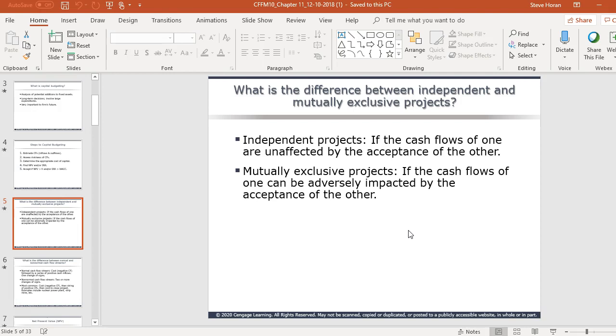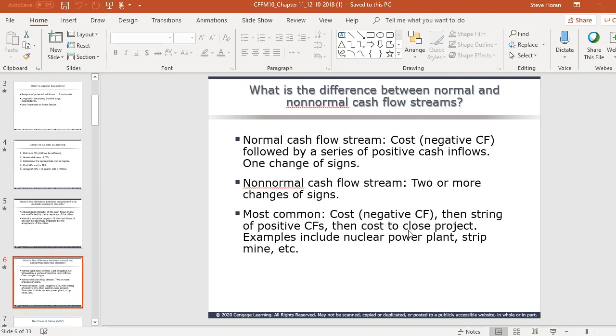Independent is, I'm just doing something completely different. Home Depot opening a store in Bismarck, North Dakota, has no impact whatsoever on Sioux Falls, South Dakota, right? That would be more of an independent project. So you have to look at every project you do from that lens, because if this project negatively impacts something else that I've done, I have to adjust the cash flows for that. Okay, and then we have what they call normal versus non-normal cash flow streams.